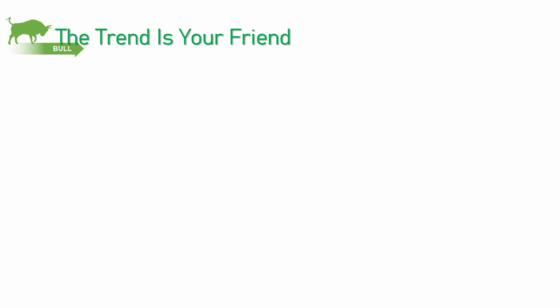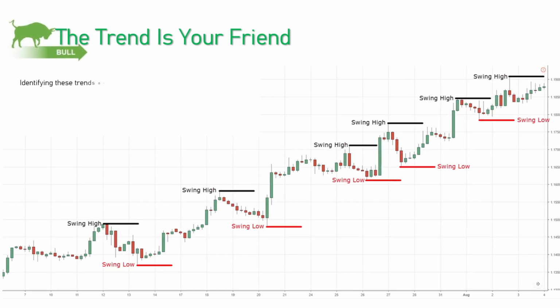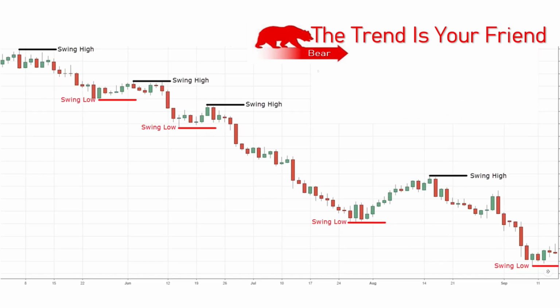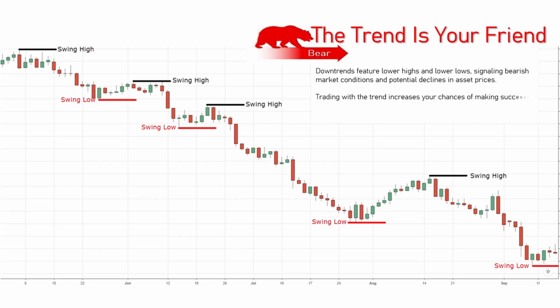Identifying trends allows traders to align their strategies effectively with market movements for better outcomes. Utilizing price action signals in the same direction as the trend can enhance entry and exit opportunities. Uptrends are defined by a series of higher highs and higher lows, indicating bullish market sentiment. Downtrends feature lower highs and lower lows, signaling bearish conditions and potential declines in asset prices. Trading with the trend increases your chances of making successful trades and maximizing profit potential.